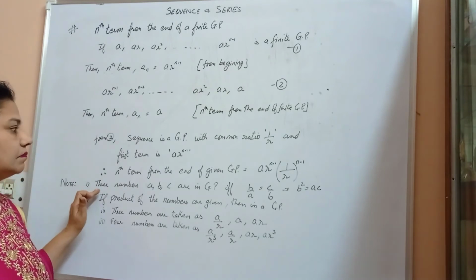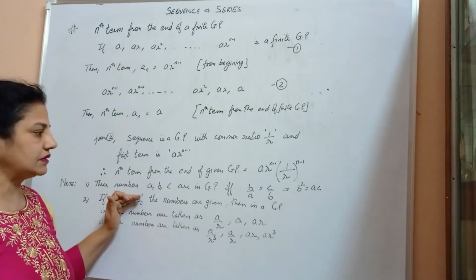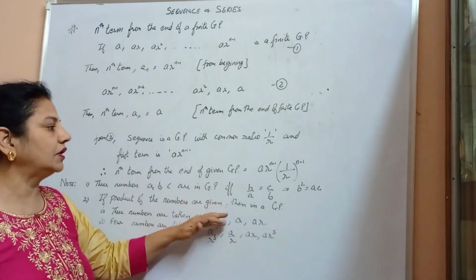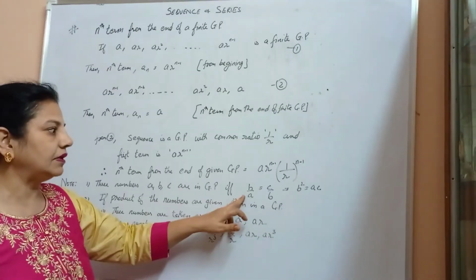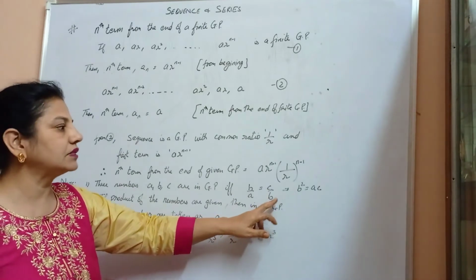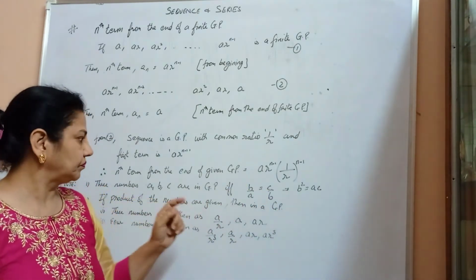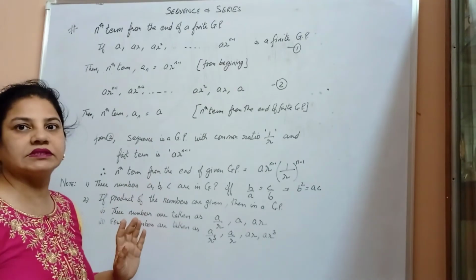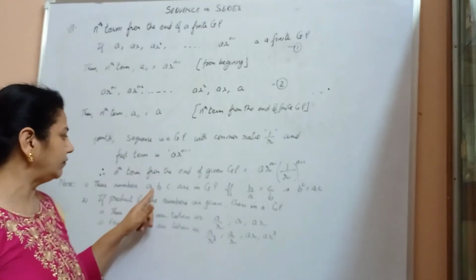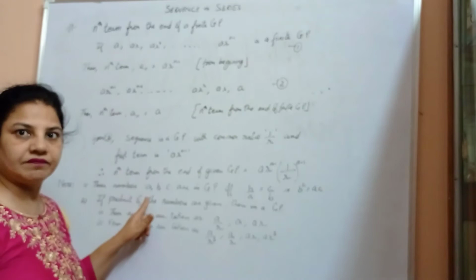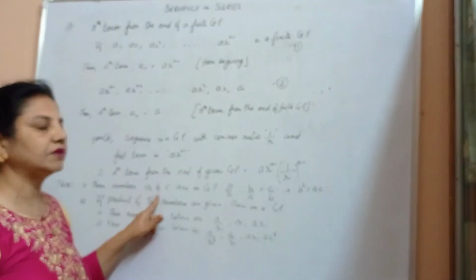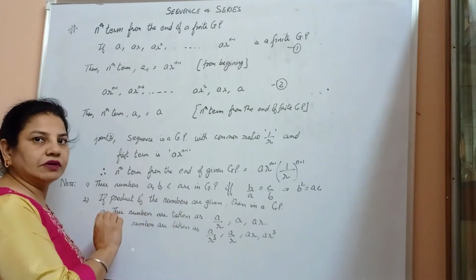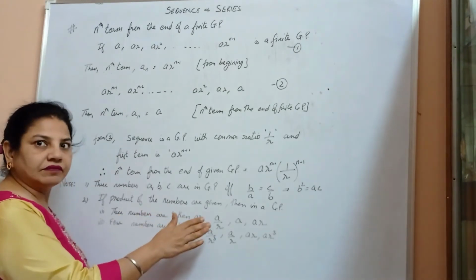Note, if three numbers a, b, c are given to you, they are said to be in GP if and only if the ratio a by b is equal to c by b, or you can say that b square is equal to ac. If b square, the center number, is equal to ac, then we say the three numbers are in GP, or we can say second term divided by the first term is equal to third term divided by the second term.